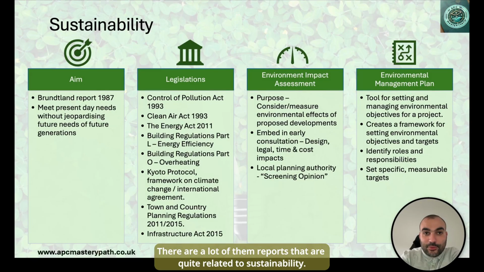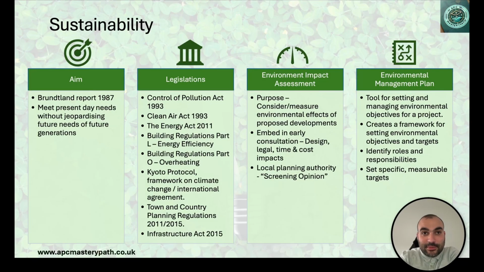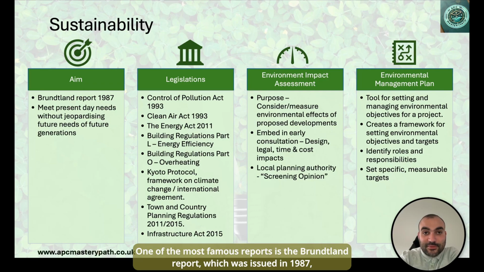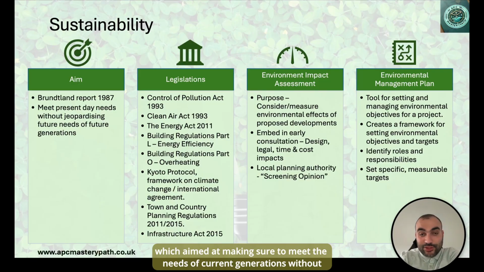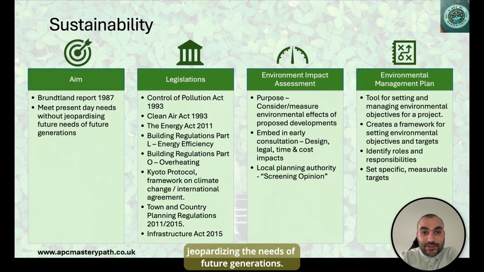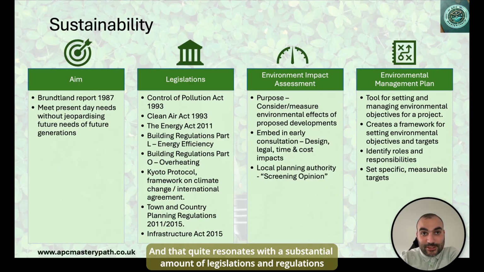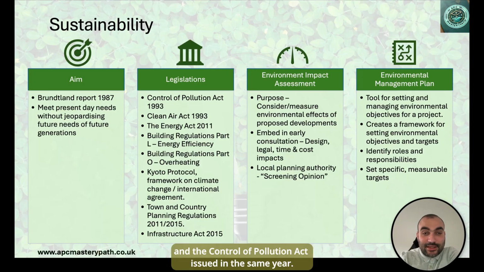There are a lot of reports that are quite related to sustainability. One of the most famous reports is the Brundtland Report, which was issued in 1987, which aimed at making sure to meet the needs of the current generations without jeopardizing the needs of future generations. And that quite resonates with a substantial amount of legislation and regulations that are concerned with sustainability, such as the Clean Air Act back in 1993 and the Control of Pollution Act issued in the same year.